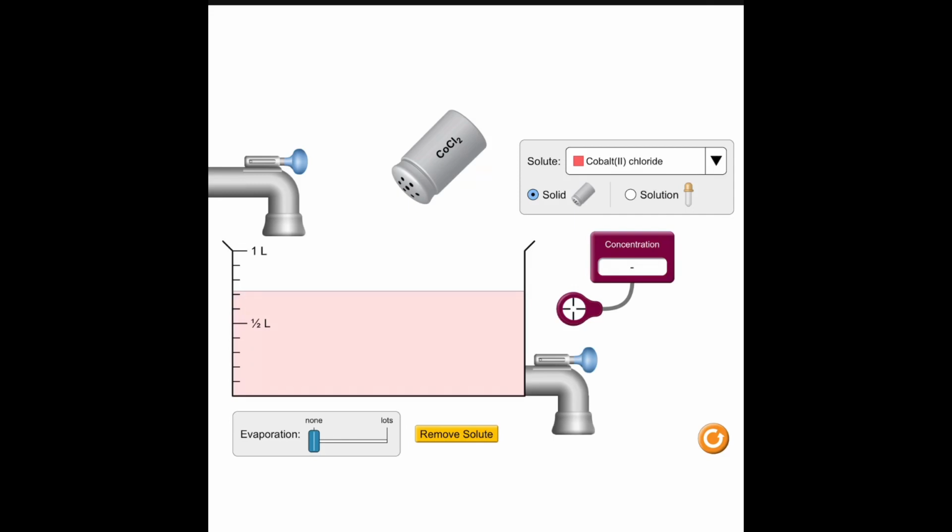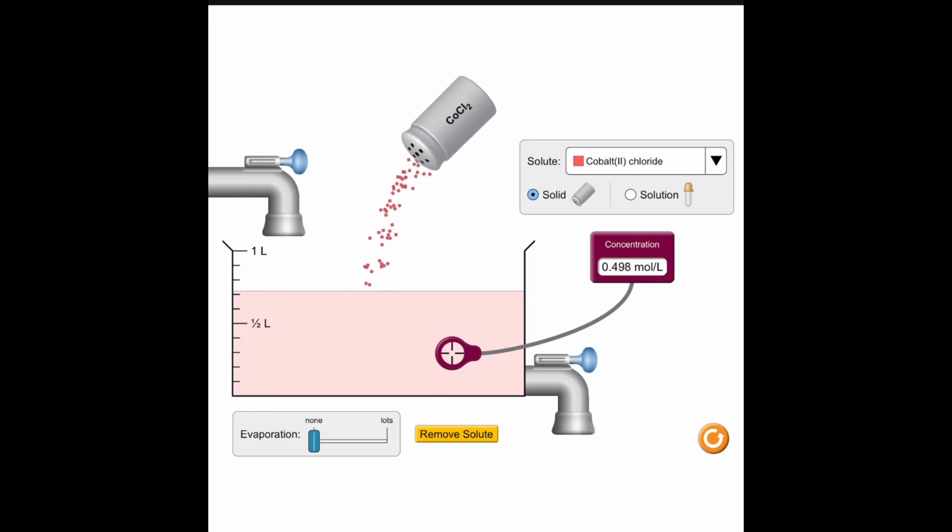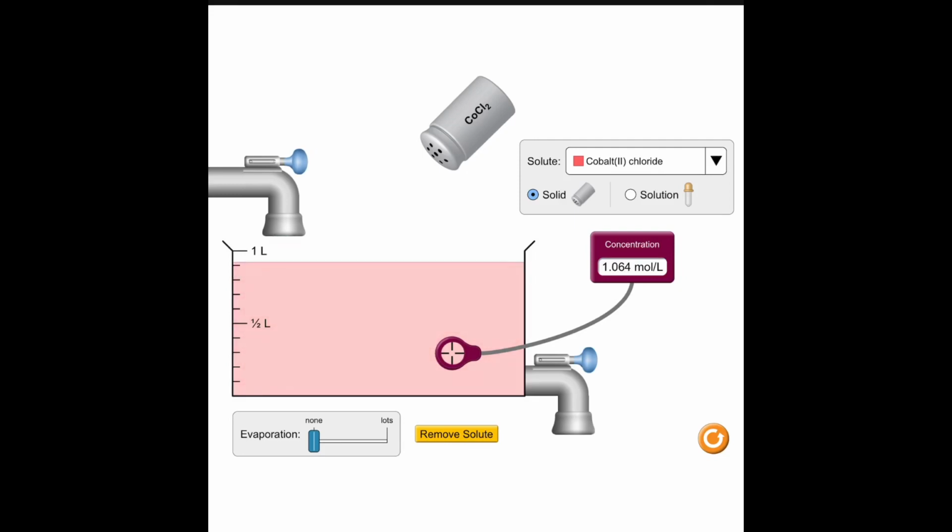And finally, we're able to track the concentration. So 2 inputs and 1 output. Again, the inputs are the amount of solute. Notice how that changes our concentration. The amount of solvent. Notice how our concentration changes when I add solvent. And our output is the concentration in units of moles per liter.